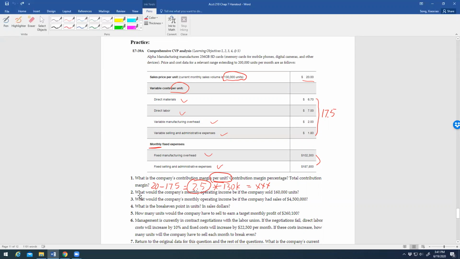Now we look at question 2 and question 3. Question 2 asks what your operating income will be if you sold 160,000 units. When we did the first one, we used 130,000 units, but now the question says all the others are the same. The only difference is that now we want 160,000 units, and then how do we get our operating income?